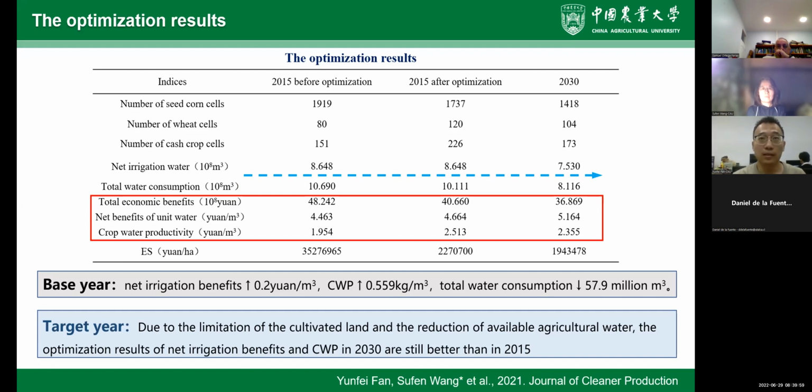For the target year 2030, due to the limitation of the cultivated land and the reduction of available agricultural water, the optimization results of net irrigation benefits and crop water productivity in 2030 are still better than 2050. The comparison shows that the adoption of the optimization scheme can make the agricultural development in the middle reaches of the Heihe River show a gradually improving trend in the future.